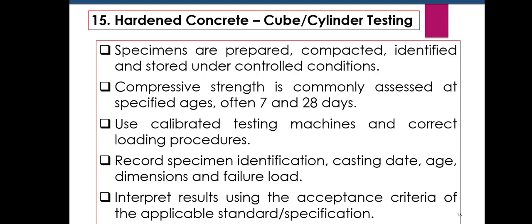So next is about hardened concrete testing. Concrete specimens such as cubes or cylinders are prepared, compacted, identified and stored under controlled conditions. Compressive strength is commonly assessed at specified ages, normally after 7 and 28 days. Testing machines must be calibrated and correct loading procedures must be followed. For each specimen, important information such as identification, casting date, age, dimensions, and failure load should be recorded. Test results must be interpreted according to the acceptance criteria of the applicable standard or project specification.